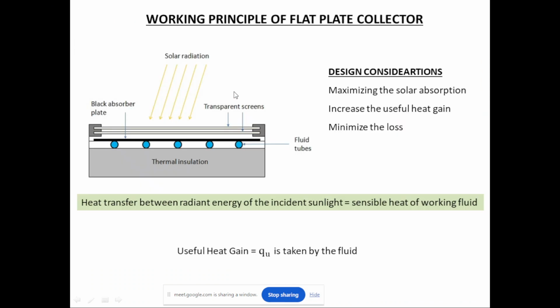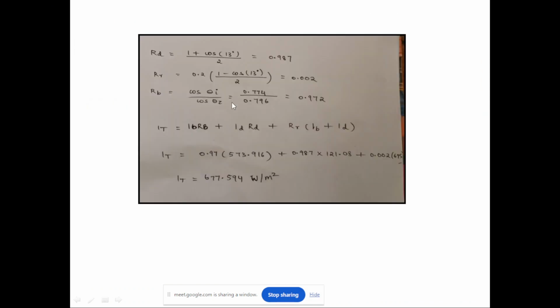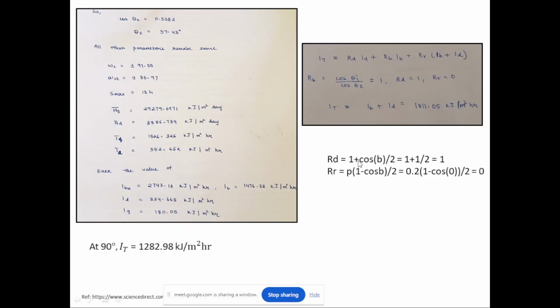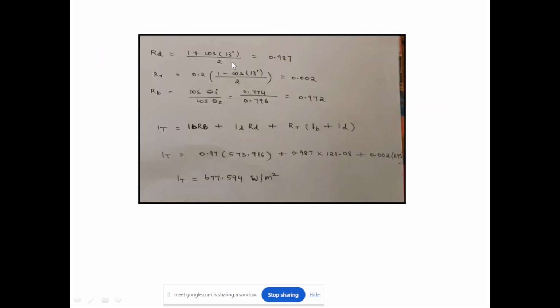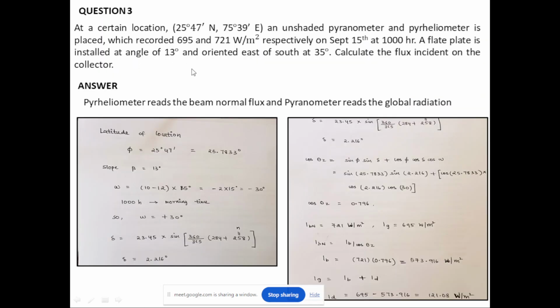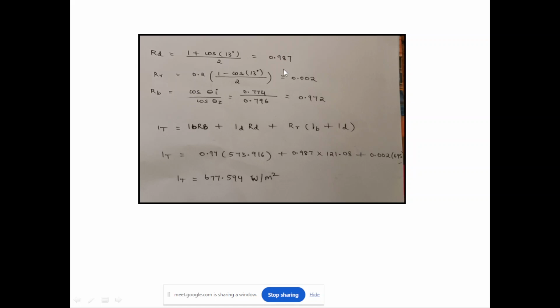So I hope everybody would have solved and they do not have a question. I'll be telling it again for this particular problem, how to get the value of IT. So RD, as we have seen previously, is (1 plus cos beta) by 2. Our beta value is 13 degrees. So (1 plus cos 13) by 2 was 0.987, and our rho value is 0.2, because it's for ordinary ground.